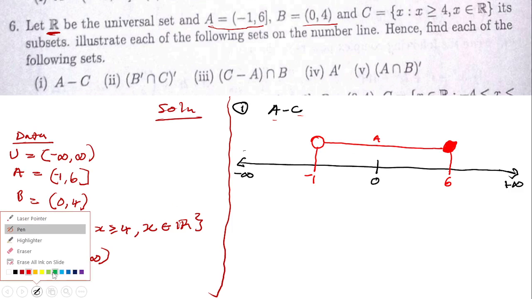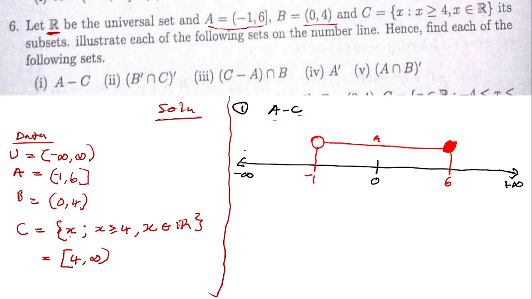Then I'll get set C. I'll represent it on the same number line. Set C is 4 to infinity. So set C starts from 4 here to what? To infinity. Is 4 part of the answer? Yes, it is. So I'll shade 4, and then I'll go to positive infinity like that.